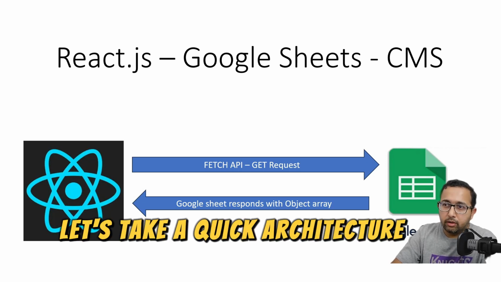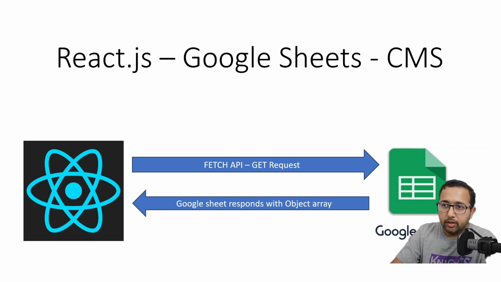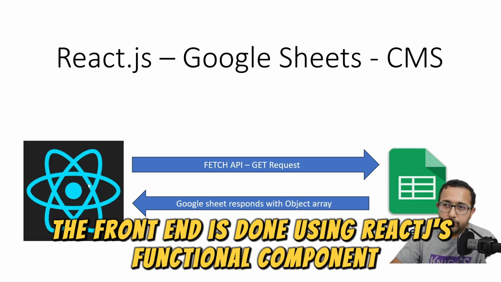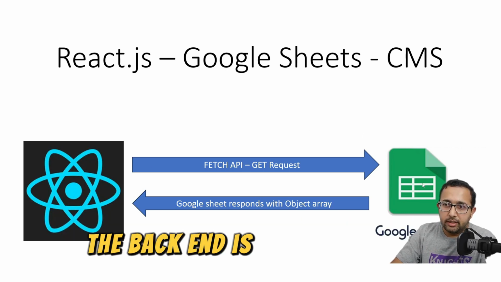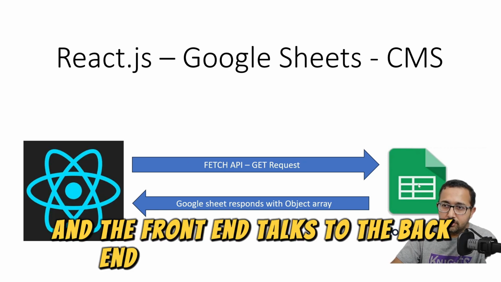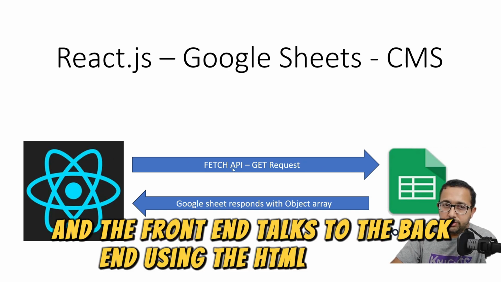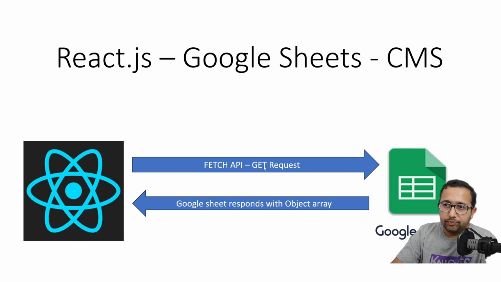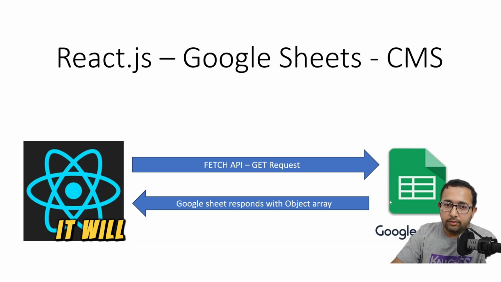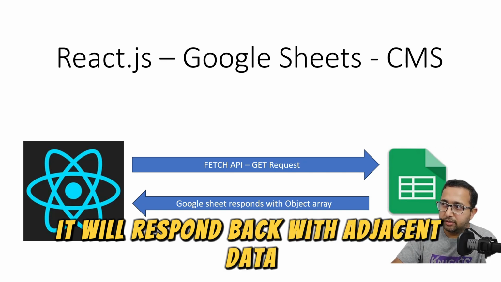Let's take a quick look at the architecture of this web app. The front end is done using React.js functional components. The back end is Google Sheets. And the front end talks to the back end using the HTML fetch API. We send a GET request, and then the Google Sheet responds back with JSON data.